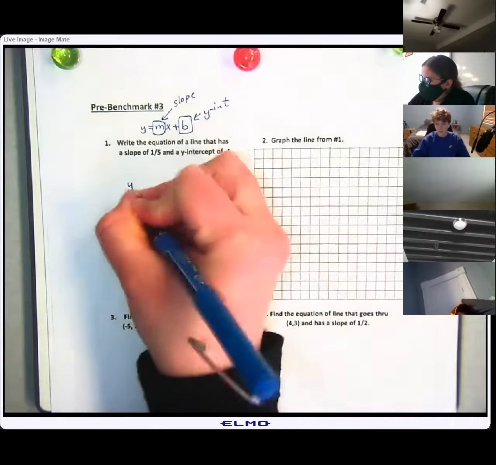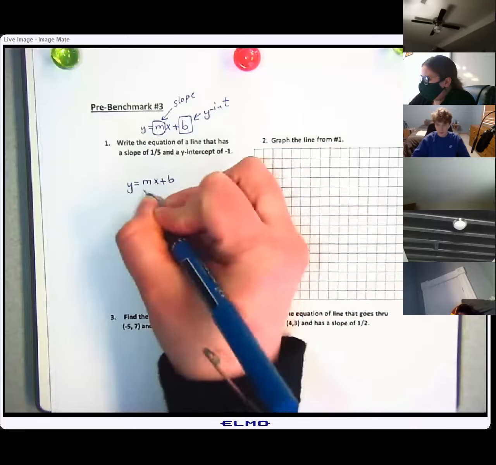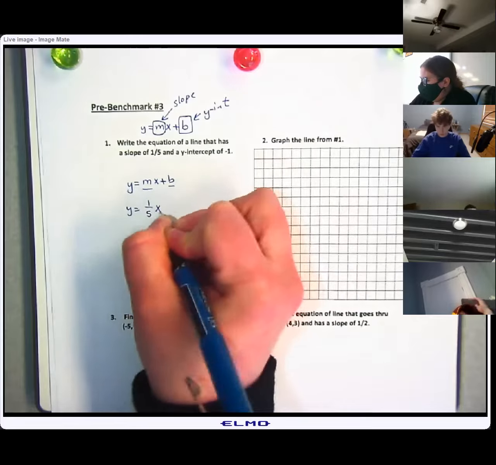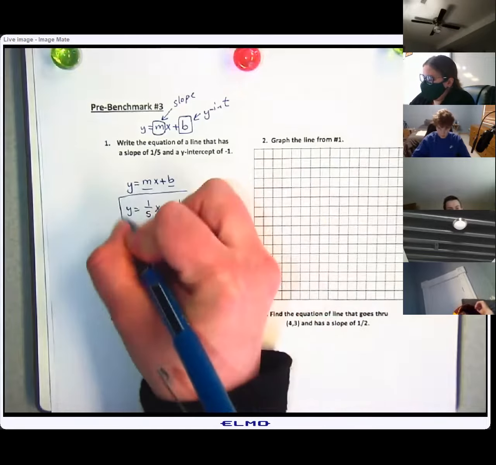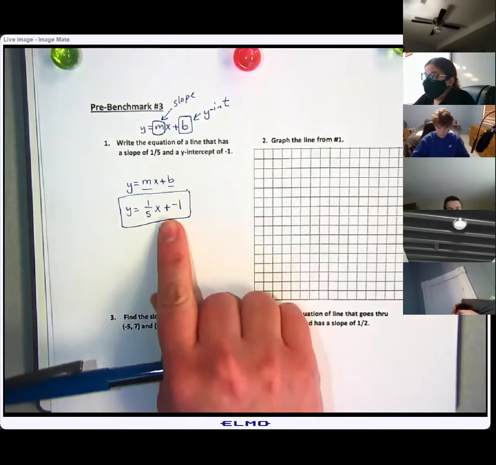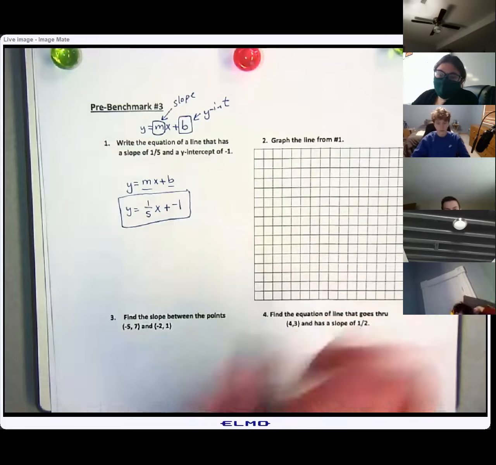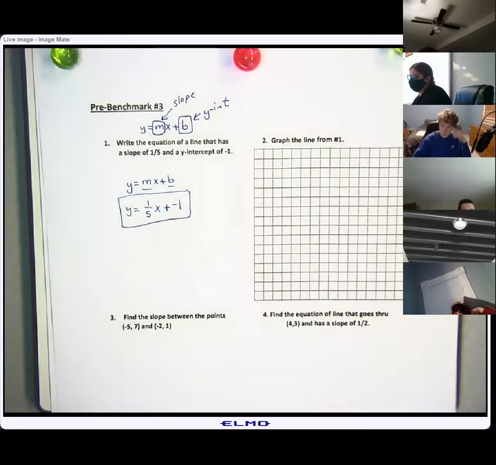And now all I'm going to do is write the equation y equals mx plus b, but instead of m, I'm going to put in 1/5. And instead of b, I'm going to put in -1. So it could look like this, or it could just be a -1 instead of a plus a -1. Either one's okay. Everybody good so far? Good. Next up, we've got to graph the line from number 1.